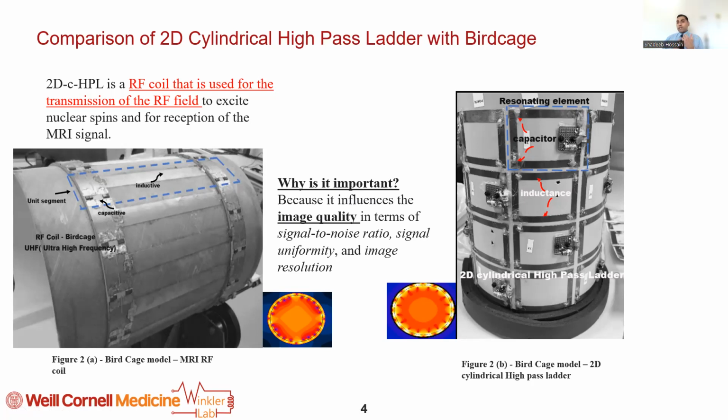So it will consist of fixed value capacitors at the four ends for each single element, followed by a variable capacitor to tune it to a desired frequency, and they are easily coupled with adjacent resonating elements through transverse coupling, through longitudinal coupling, and through diagonal coupling as well. I'll go into more details in the next couple of slides, but this introduction is just to show you a contrast in terms of the prototype of how a 2D cylindrical high-pass ladder differs significantly from the birdcage model that is used in the industry.